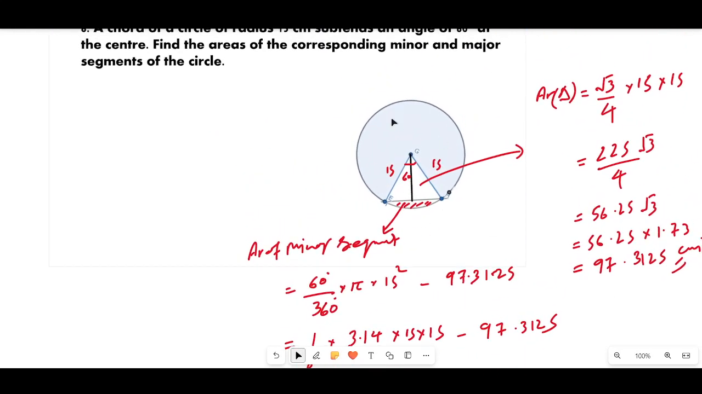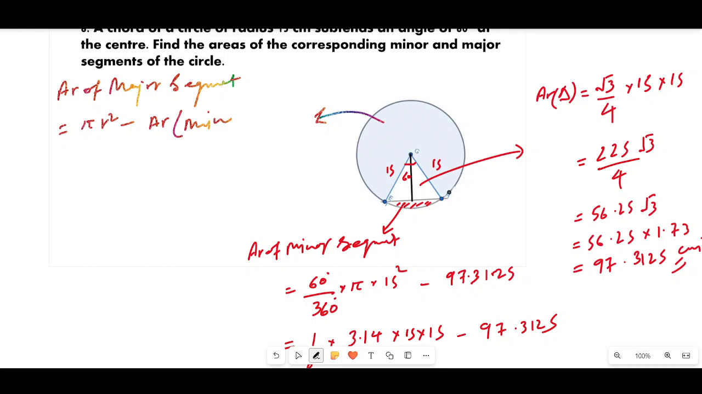Now we will have to find out the area of major segment. So if we subtract area of minor segment from area of circle, then we will be able to find out the area of major segment. So this portion, area of major segment. Clear? Now area of major segment, that means pi r square minus area of minor. Clear?